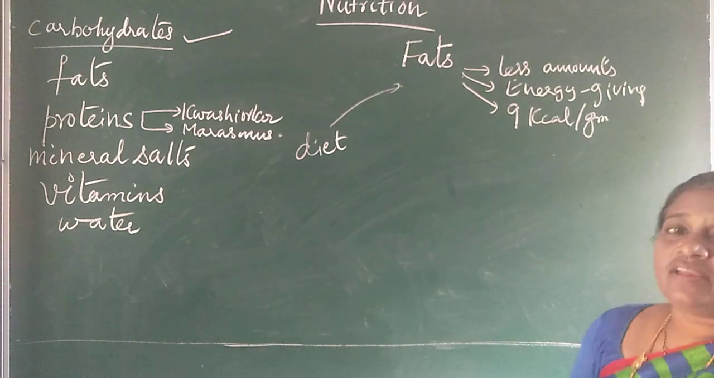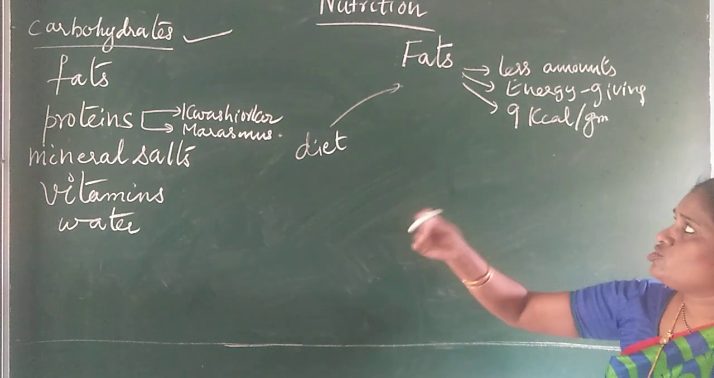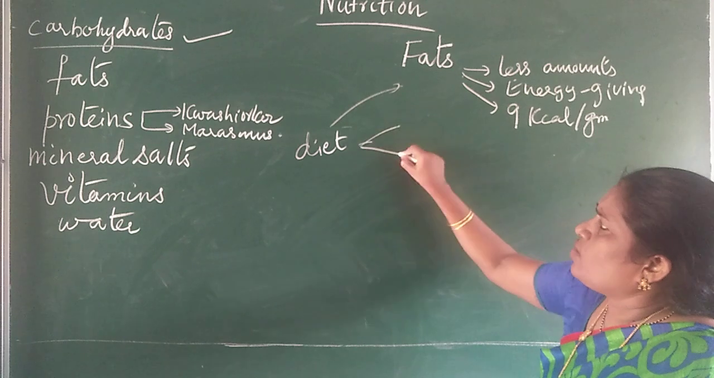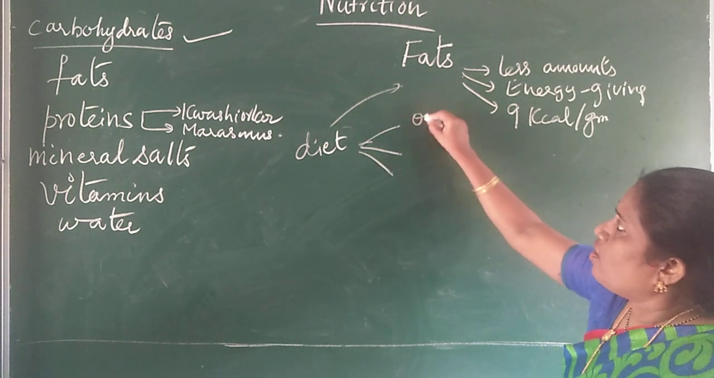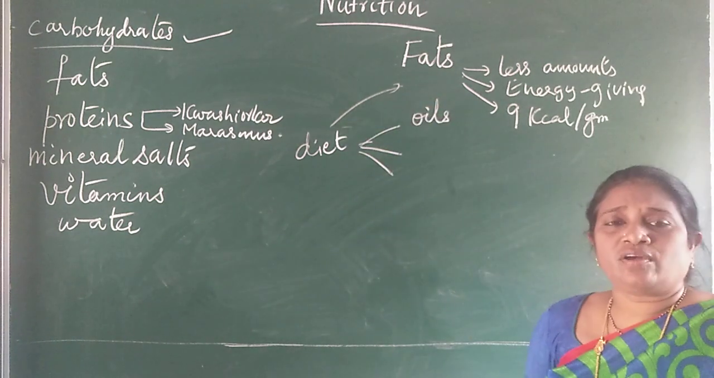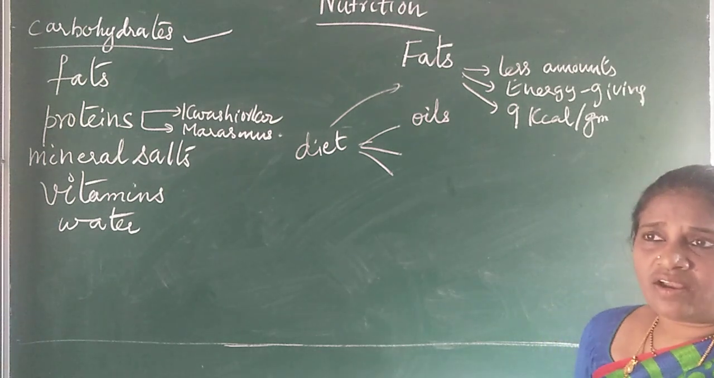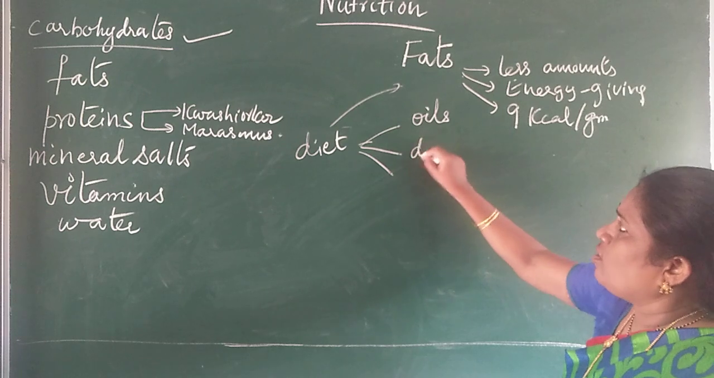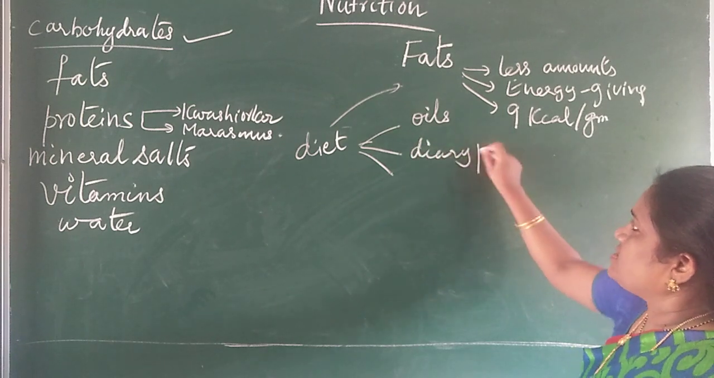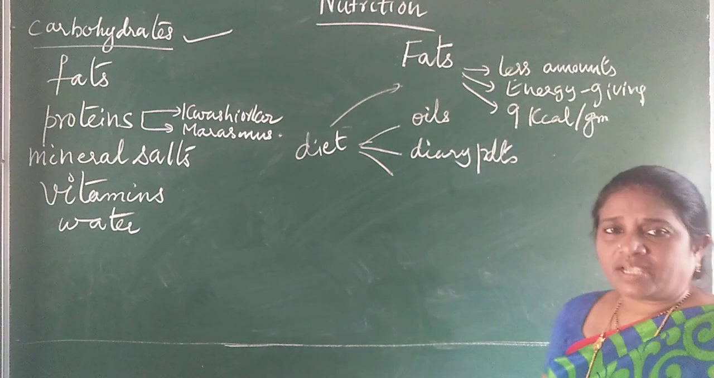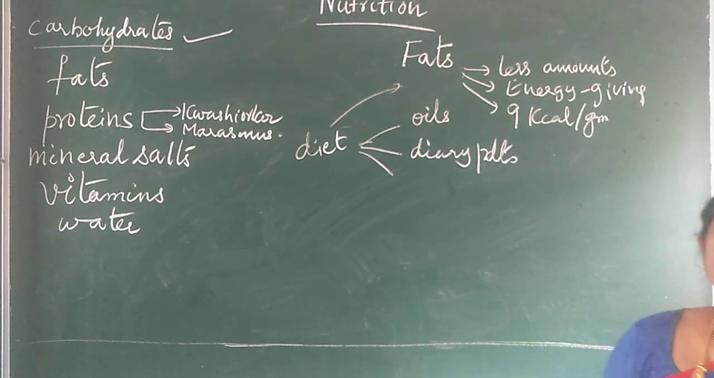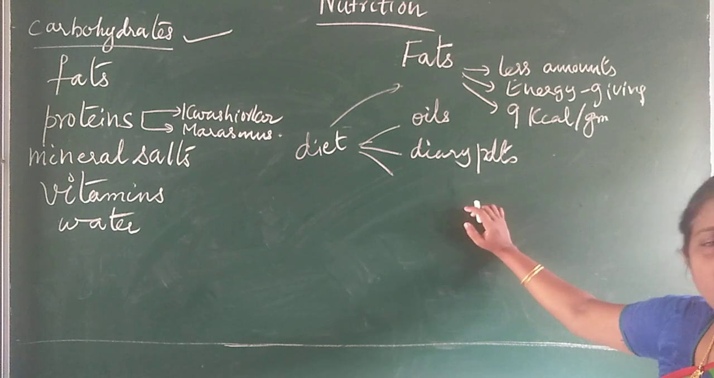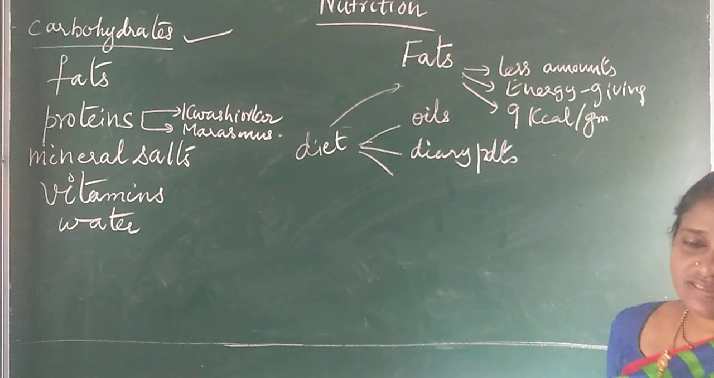Next, what are the uses of fats? Before I go to uses, what are the sources, children? What kind of foods contain fats? All the oils like groundnut oil, soya bean, sunflower oil. So all kinds of vegetable oils are rich in fats. And all the dairy products like butter, cheese, milk are also rich in fats. And also meat and egg contain fats.